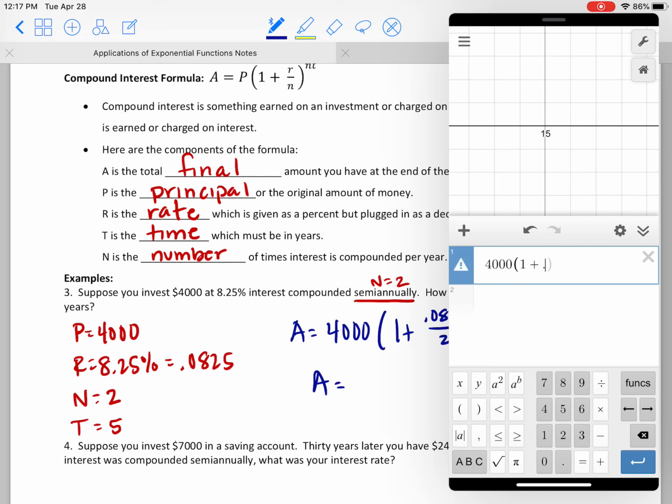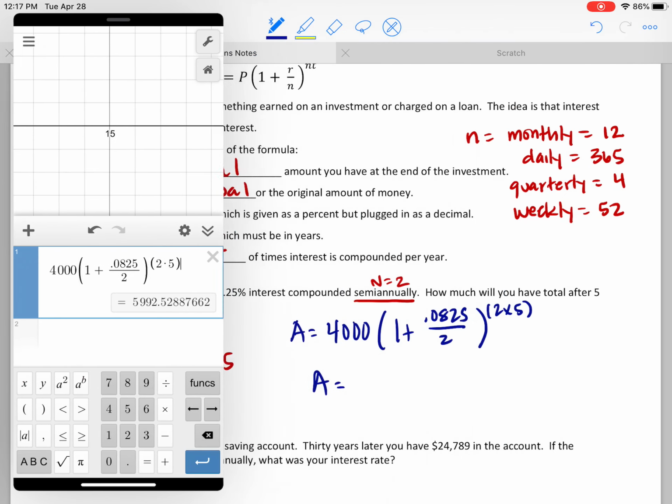1 plus 0.0825 over, oops, plus, oh my gosh. Point, geez, 0.0825. Calculator problems. Sorry, guys.